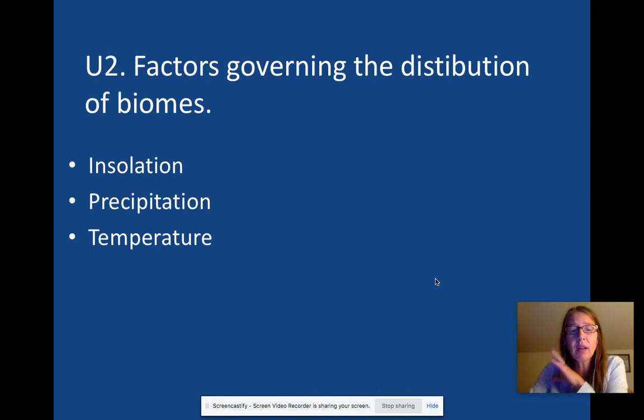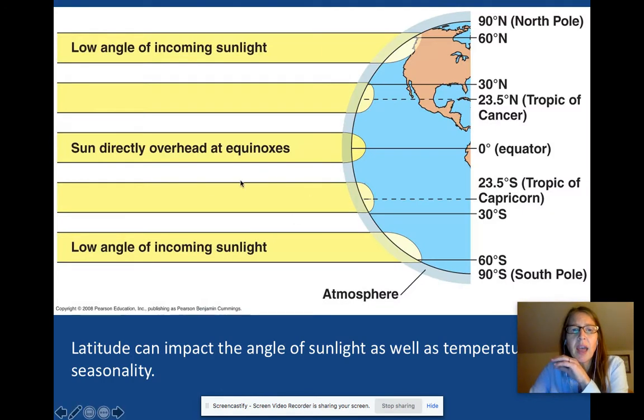So we already know that climate, when we're talking about biomes, is based on insolation, precipitation, and temperature. Insolation is the sunlight aspect of it. The sun's rays hitting the equator are directly overhead, the most intense rays, the highest insolation. At higher latitudes, because of the curve of the Earth, that sunlight is spread out over a greater area, making it less intense, so a lower insolation. So we get a lot more direct sunlight right at the equator than as you move further towards the poles.